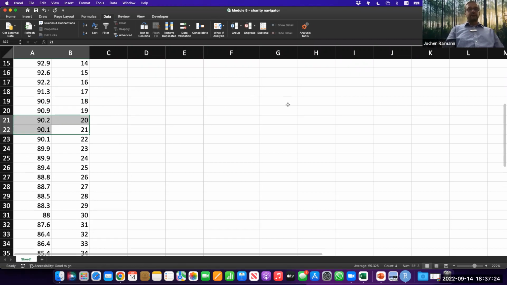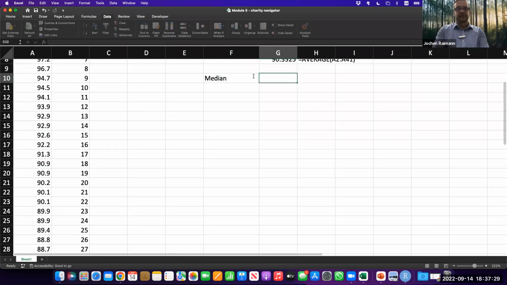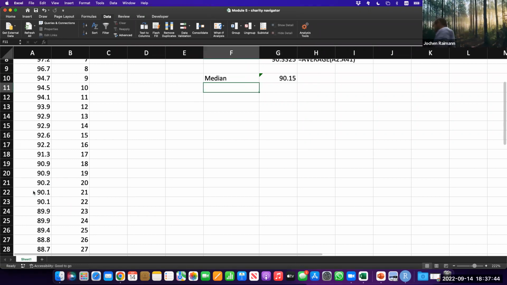So the way I would calculate the median is essentially the average of 90.2 and 90.1. So that's the median. That will separate your entire data series, so 90.15 is right in between here. All numbers above represent 50% of your data series. All numbers below are the lower 50%.